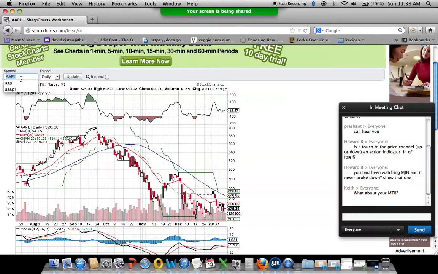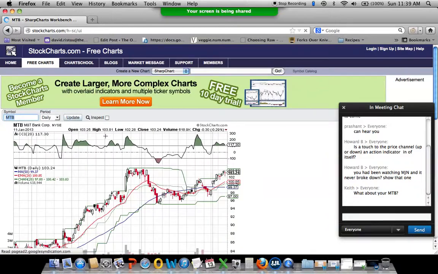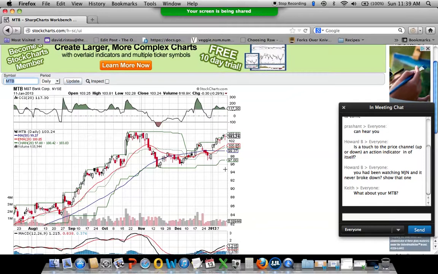MTB. All right, M&T Bank. Let's see. I think we got into this one at about 101.35, I want to say. Yeah. MTB is a nice example of a stock that broke out. It was here, and there was a really nice price channel below 102. I think 101.35 is the level we were looking at. It broke out here, we got into it, and it's trended up nicely since. So that was a good example.